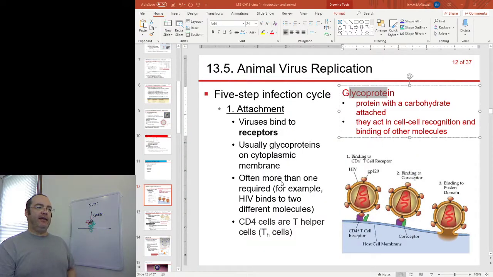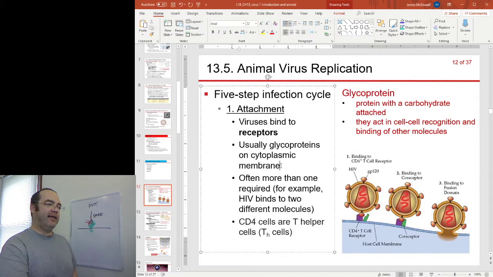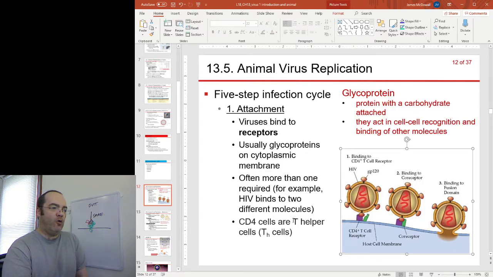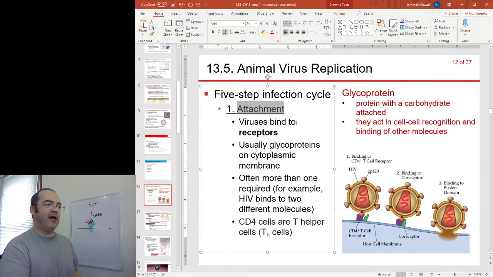And there's a lot of variety in the way that a cell can interact, or indeed a virus can interact with a cell. Sometimes, or often, more than one receptor is required. For example, HIV in the picture here requires 2 different molecules for the virus to successfully stick onto the cells, and the virus has to get stuck, otherwise it can't get in.